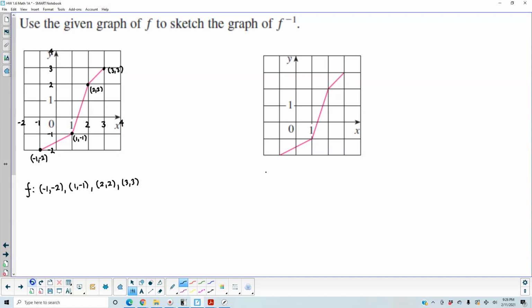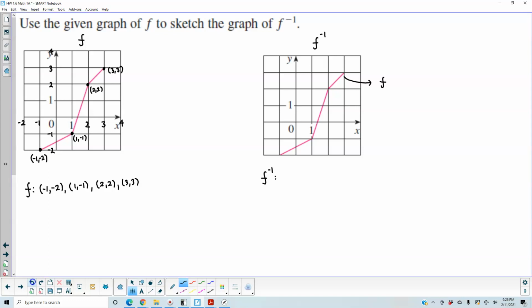So now we want to be able to graph f inverse. Now when we graph f inverse, we need to flip the ordered pairs. So over here, again, here is the graph of f, and this is going to be the graph of f inverse. Okay, so far this one in red is going to be the function f.